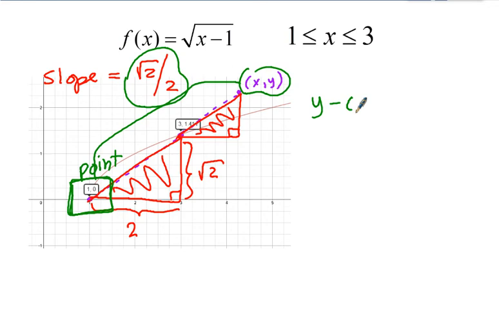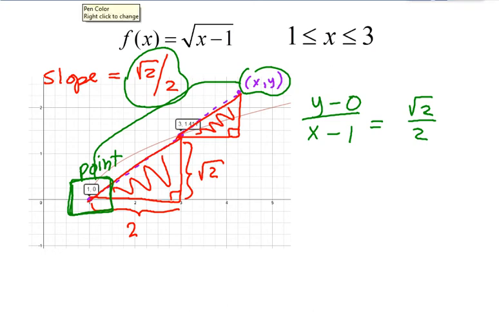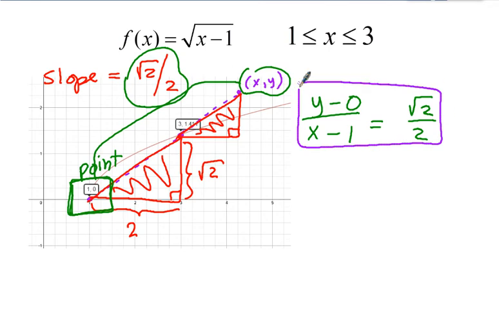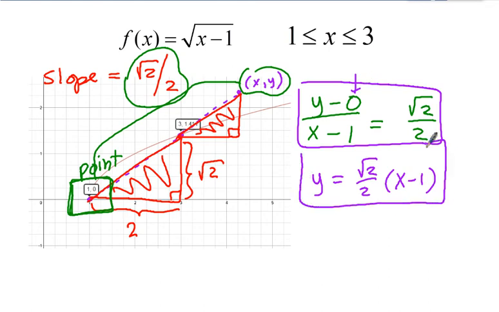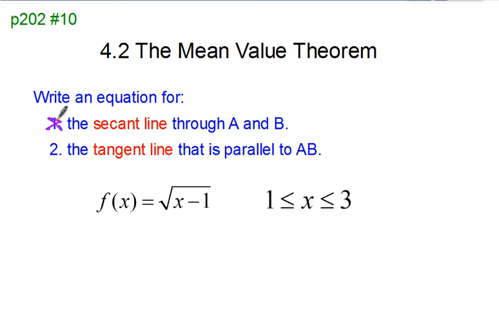Here we go. y2 minus y1 over x2 minus x1 equals the slope. That's the condition we want to achieve. So this is an equation for the line, and perhaps we'll just solve for y by multiplying both sides by x minus 1. We get the slope times x minus 1 plus 0. So this would be the equation for the secant line. Going back and looking at the directions, we just achieved goal 1.